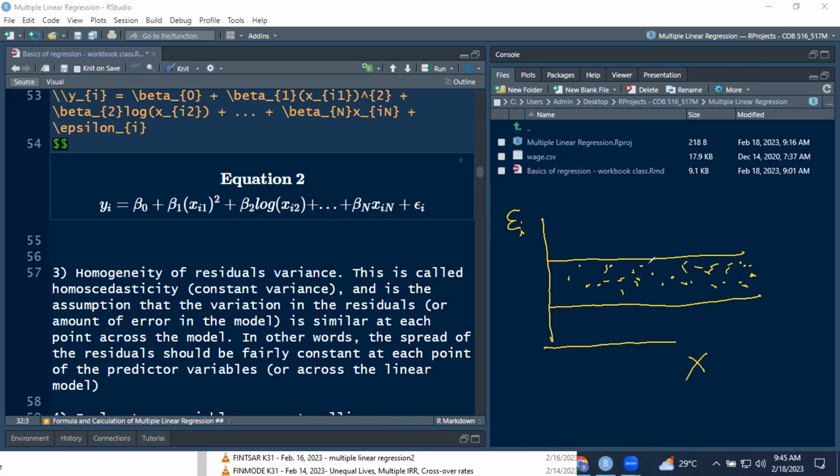Okay, yung variance nila dapat constant, no? So ito yung sinasabi natin, homogeneous. Homogeneity of the residuals variance. Okay, when we plot the residuals, they should behave this way. This means that the residuals have a constant mean, constant average, and a constant variance.